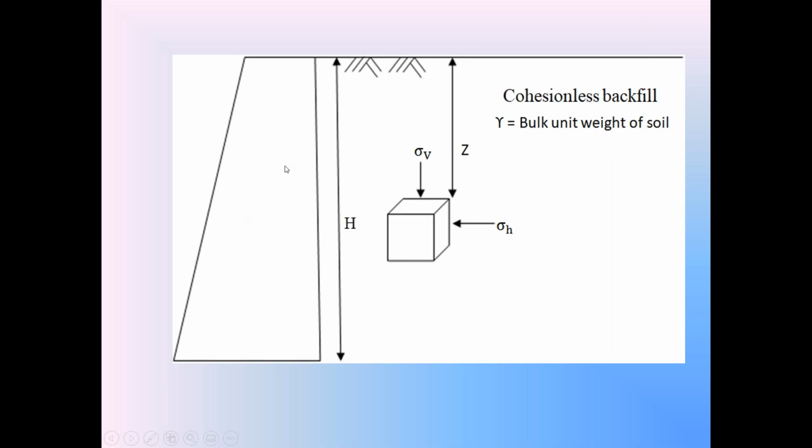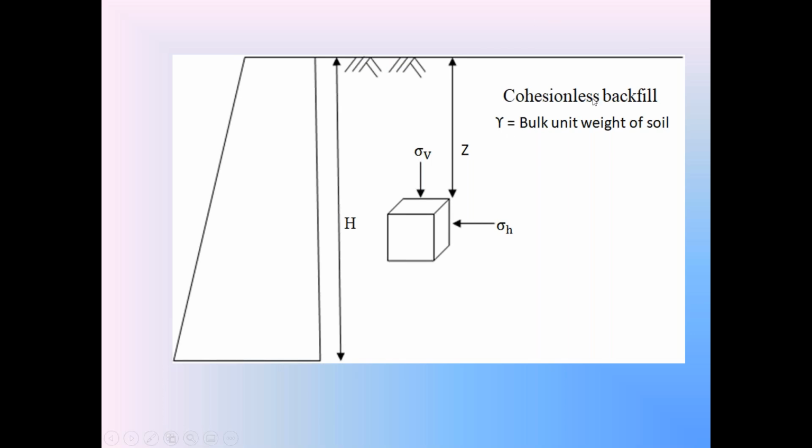Let this retaining wall be of height h. We know that in Rankine's earth pressure theory, the fourth assumption is that the retaining wall back is vertical and smooth. So here the back of the retaining wall is vertical and smooth in surface. This retaining wall is supporting the backfill. Height of the retaining wall is h.